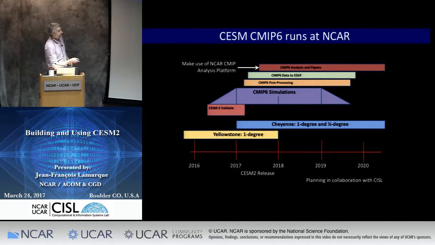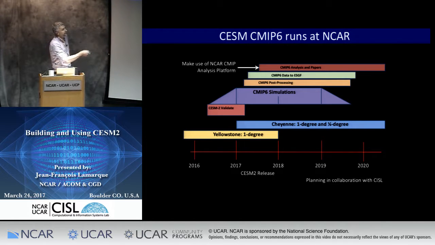And so what we're going to do is run on Yellowstone until the end of 17, and then it's probably going to be turned off. So we're going to be using this to do a lot of our CMIP6 simulations. For the key ones, there will be other simulations performed on Cheyenne, definitely the quarter degree, and some of the lesser priorities on the 1 degree.